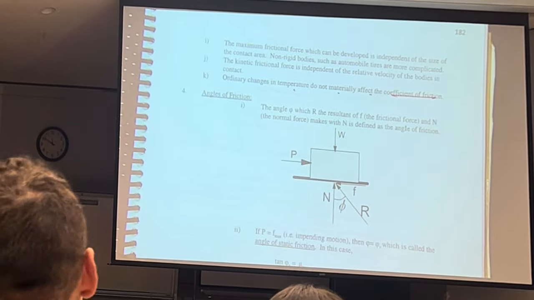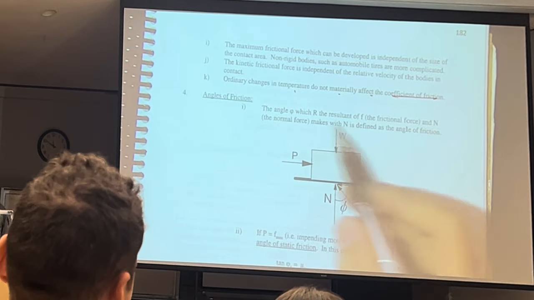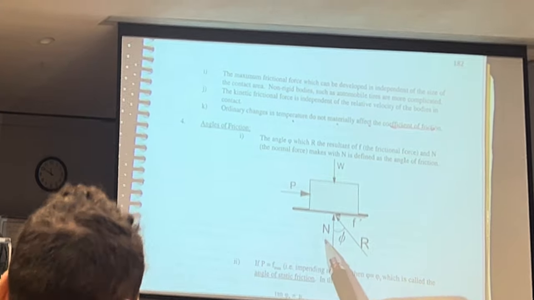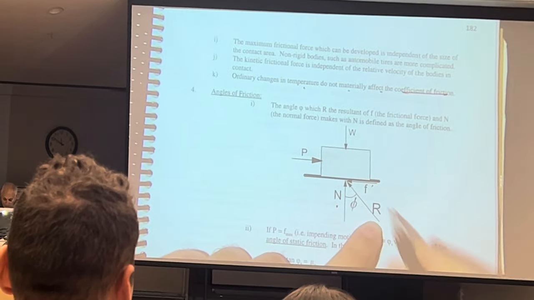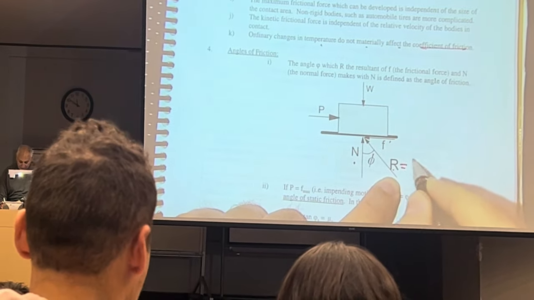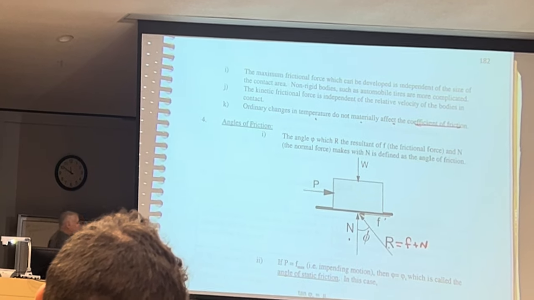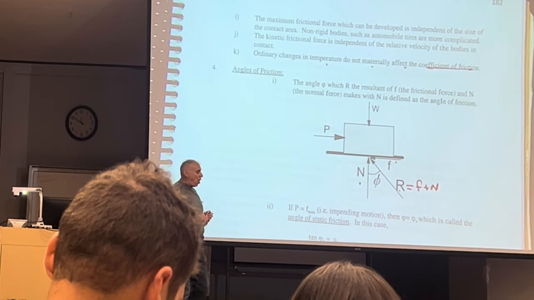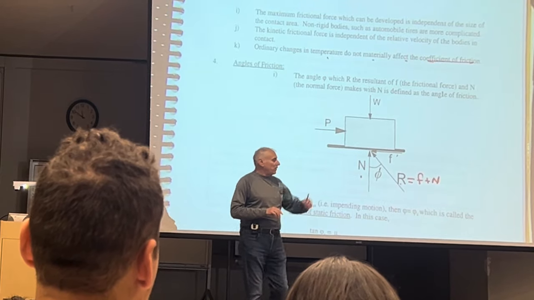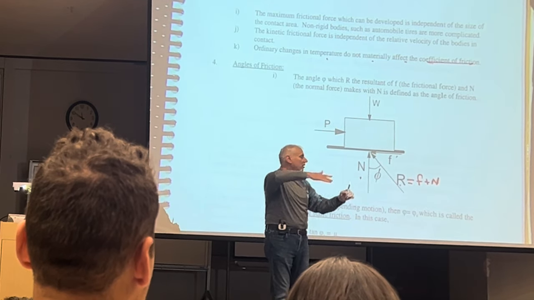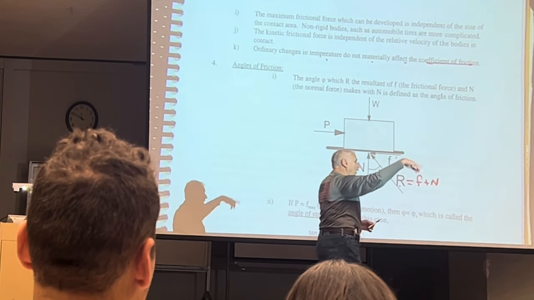Next, angles of friction. Again, there's that same thing. There's your F, there's your normal force. I put in a resultant. That resultant is F plus N. The resultant of F and N is R. And the angle between the vertical and R is what's known as the angle of friction.